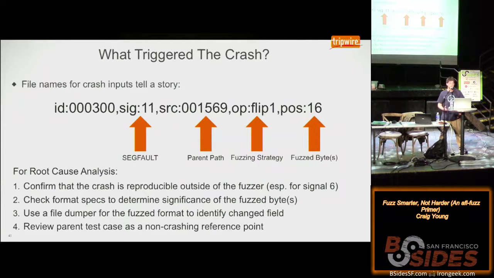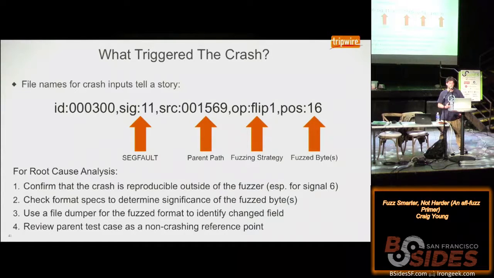Another thing that you can do here is to look at the format specification documents to try and understand what the significance is of the byte that has been fuzzed that led to this crash. Tools like JPEG dump and TIFF dump, and anything else that's going to give you detailed output about the structure of a file, assuming they don't crash while you're parsing the file, can oftentimes give you very quick information about what particular attribute or parameter in the file has been changed that led to the crash.